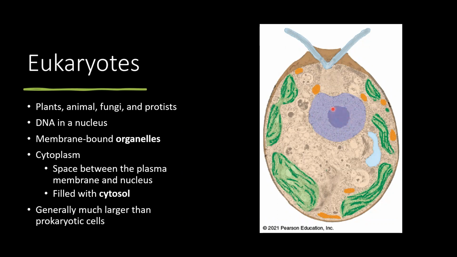Inside the nucleus, there's also this little thing over here. This is called a nucleolus. We'll be examining this in more detail in a separate video. And then the whole cell is surrounded by a plasma membrane. And all of the other space inside is also called a cytoplasm. Here it is, the word again, cytoplasm. And just like in prokaryotes, it is also filled with cytosol.